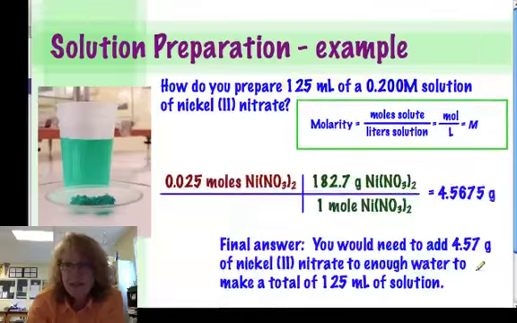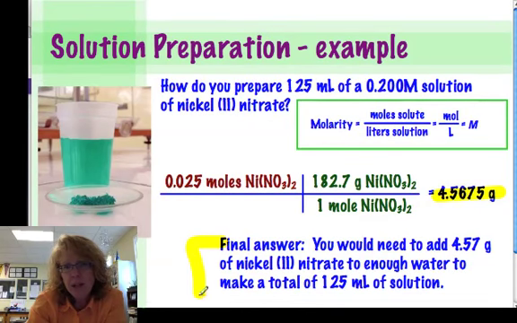Last step is to do that final conversion. I had 0.025 moles of nickel nitrate. It's 182.7 grams per mole, so I would have a total of that many grams, or I would need that many grams. So to write this all out as a correct answer, it's a little bit longer than maybe you'd want to write. Number one, 3 sig figs, so it's 4.57 grams.